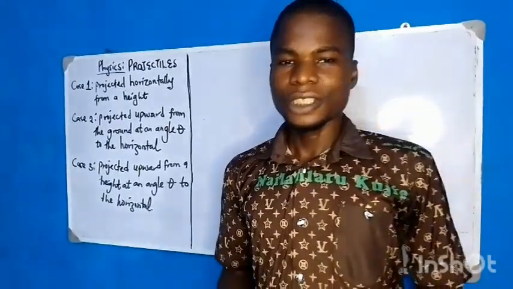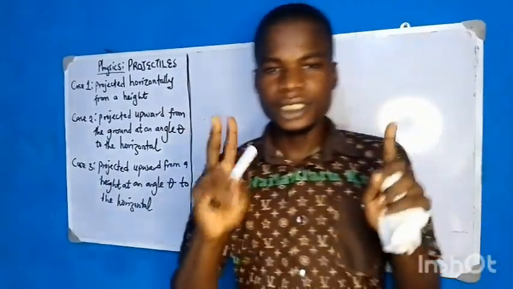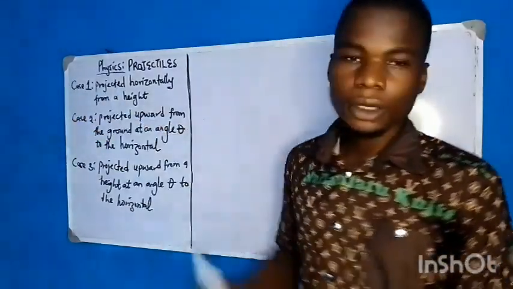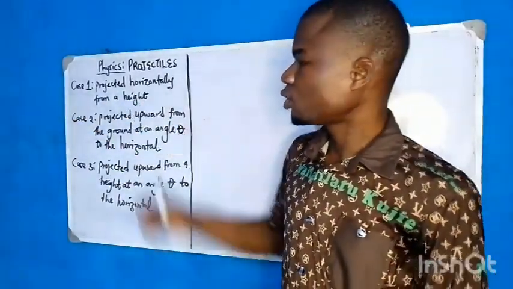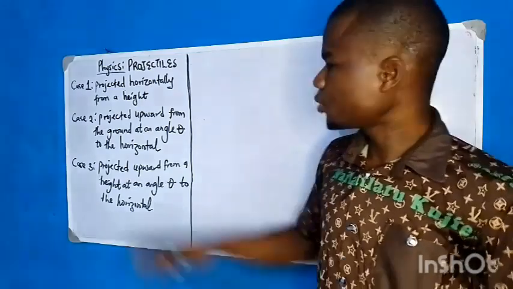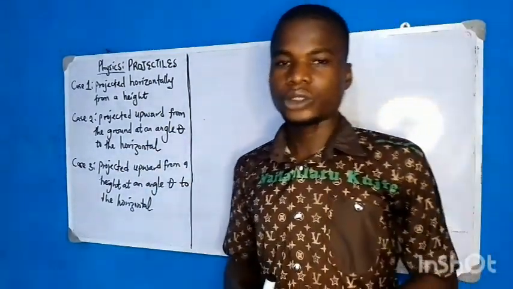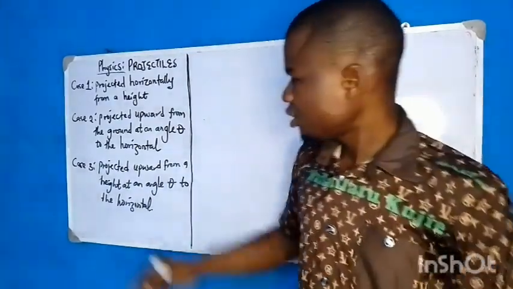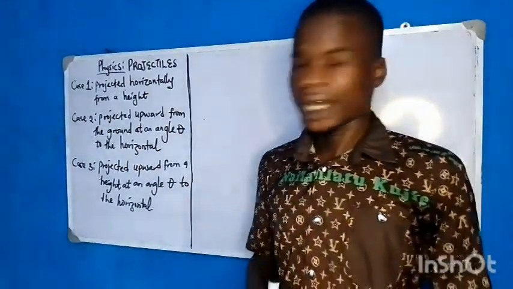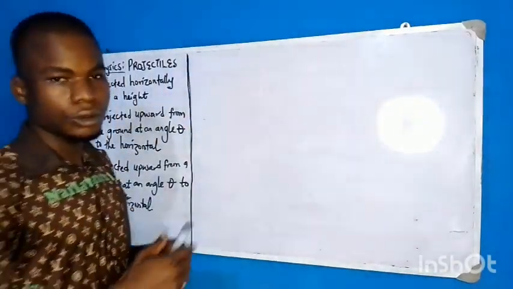Alright, welcome to today's physics class, and we want to look at projectiles. We want to look at three cases of projectiles. The first case, or case one, is when the object is projected horizontally from a height. Case two is when the object is projected upward from the ground at an angle theta to the horizontal. And case three is when the object is projected upward from a height at an angle theta to the horizontal. So stay tuned as we go through the three cases.